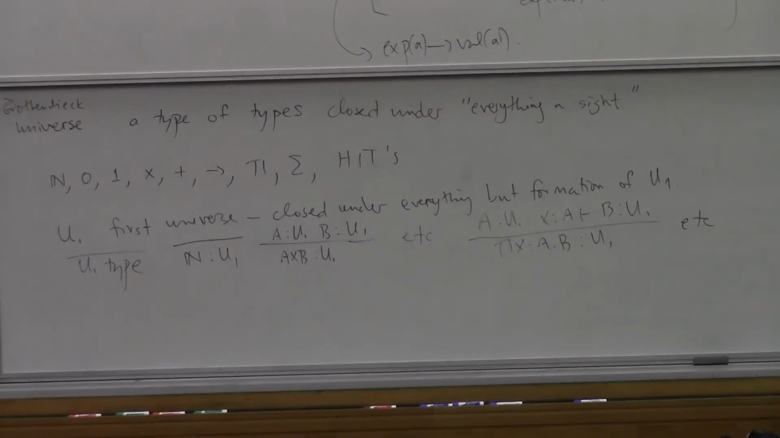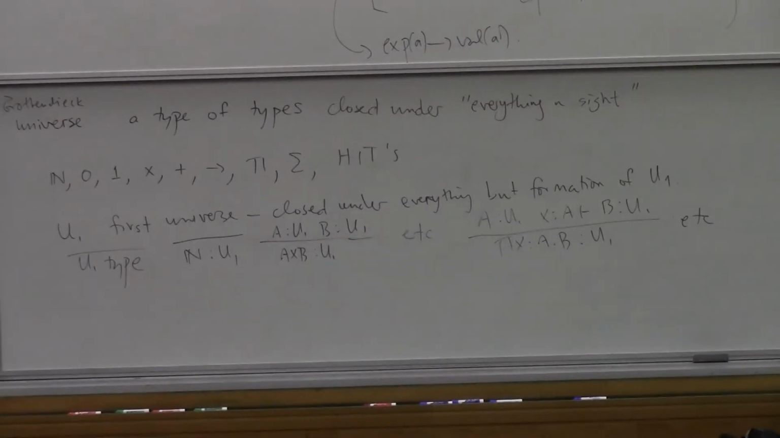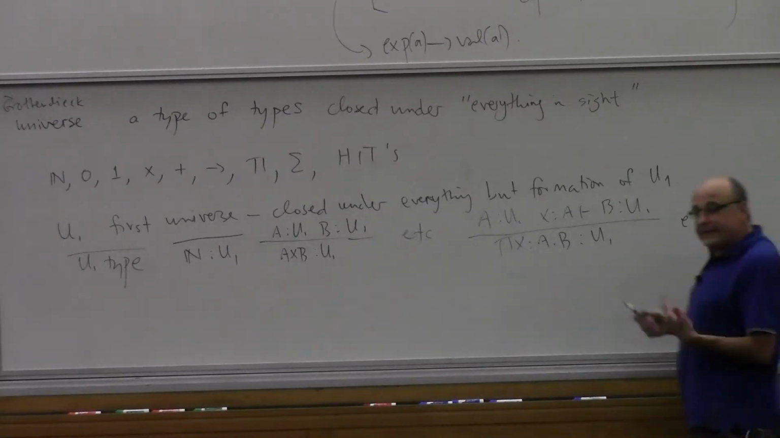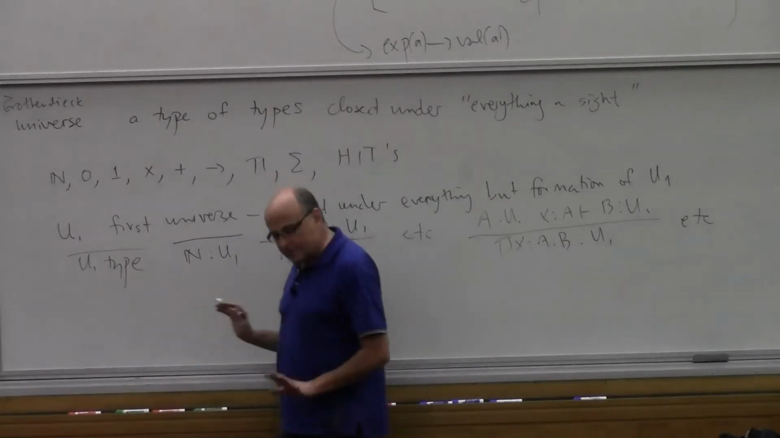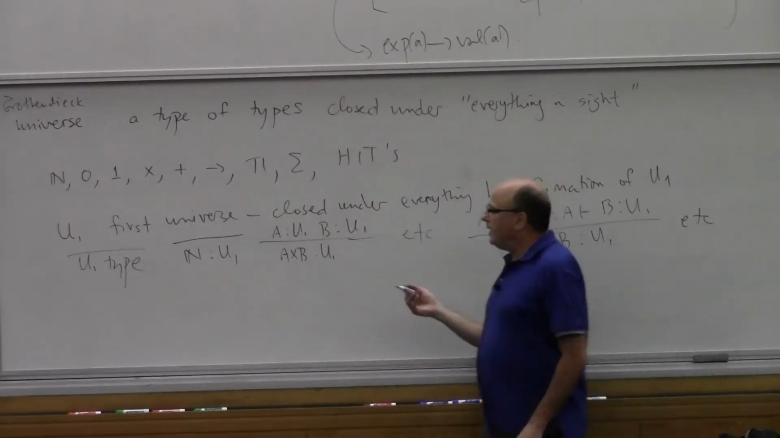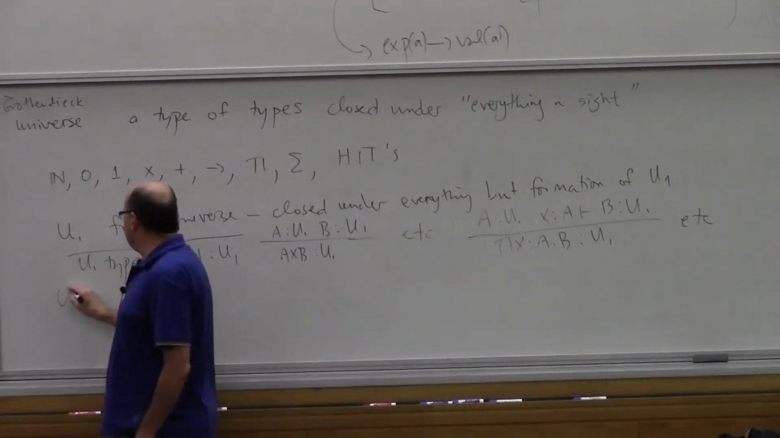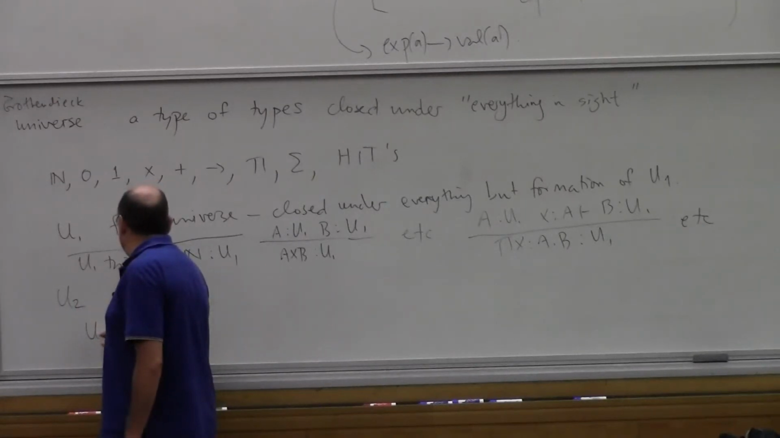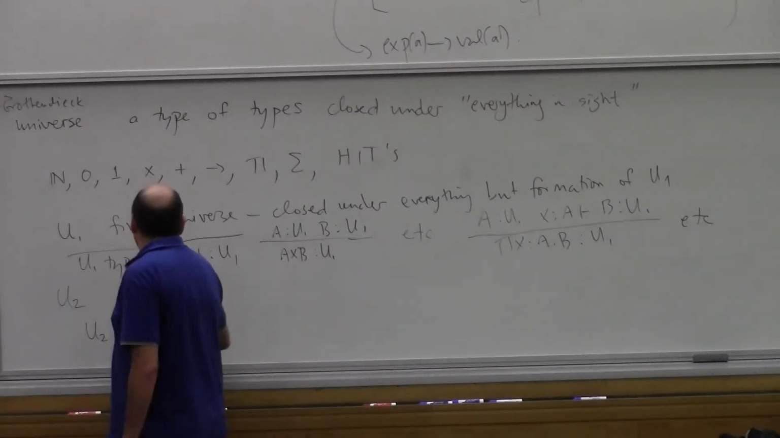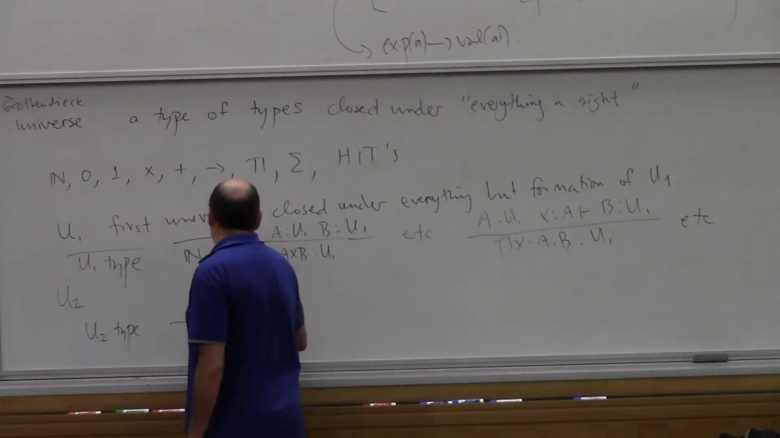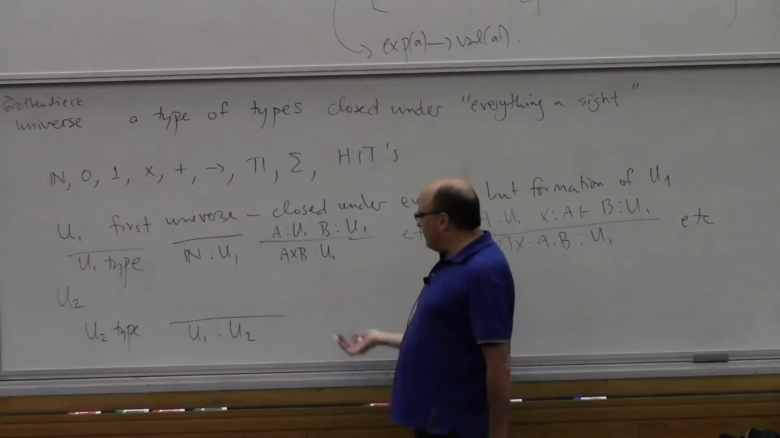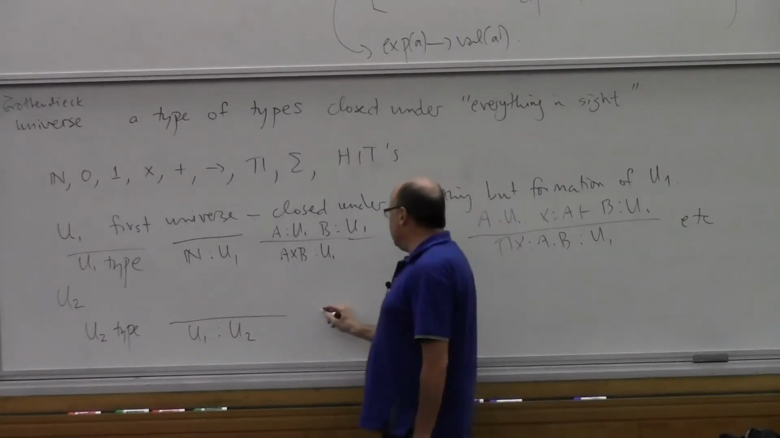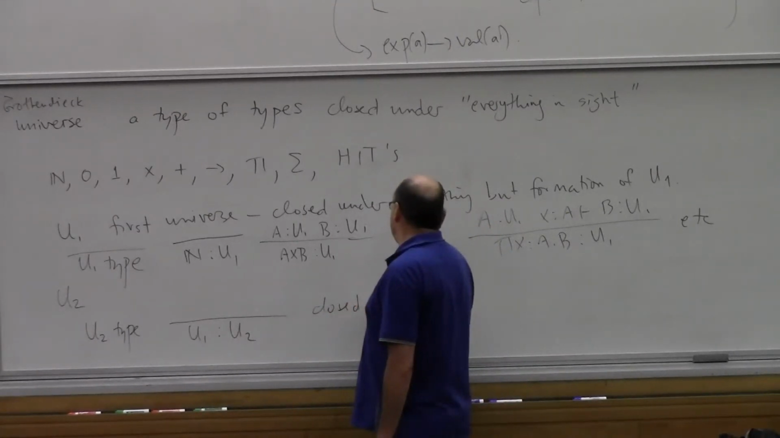So at this point, all the types you've seen end up being elements of the universe U1. And in addition, we chuck in another type, which is U1 itself, which is not an element of U1. However, U1 is an element of U2. So what you do is you say U2 is a type, and then you say U1 is a type in U2, and then it's closed under everything in sight.